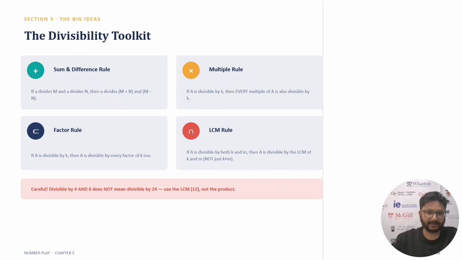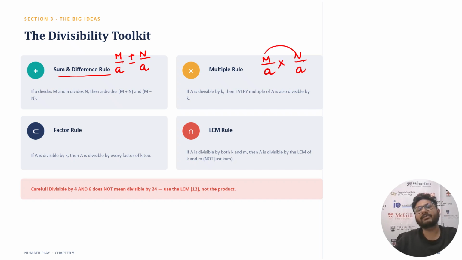So there are a few things that we need to see in this one. First, the sum and difference rule. Always remember that if m is divisible by a, and n is also divisible by a, it is given to you, then m plus n and m minus n will also be divisible by a. This is what we have talked about, right? Same goes for this. If m is divisible by a and n is divisible by a, then the multiplication of m and n will also be divisible by a squared.